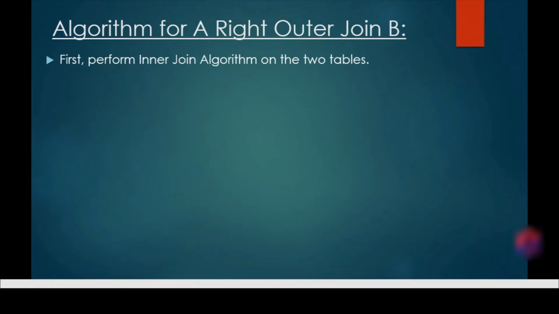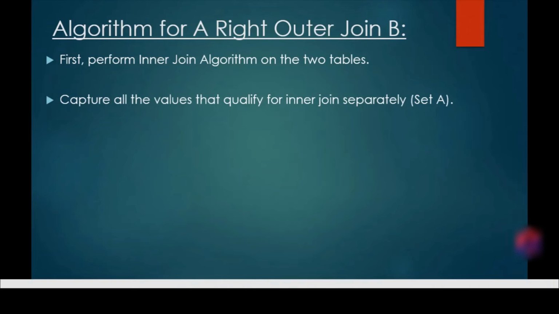So what's the first step for a right outer join? Well, the first step remains the same as it was in the left outer join, which is to perform the inner join algorithm on the two tables. So firstly, we need to simply get all the rows that have same values from table A and table B and note them down together and call them set A. This is exactly what we did when we were doing the left outer join also.